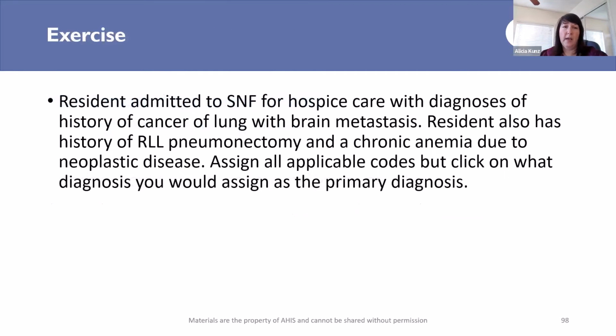Here we're going to do another exercise. This one's more involved. Let's review this together. We have a resident who's admitted to your facility for hospice, and they have a diagnosis of history of cancer of the lung with brain metastasis. So that means they had cancer of the lung and it spread to their brain. They also have a history of a right lower lobe pneumonectomy. So they removed part of that lung, and chronic anemia due to the cancer, due to neoplastic disease.